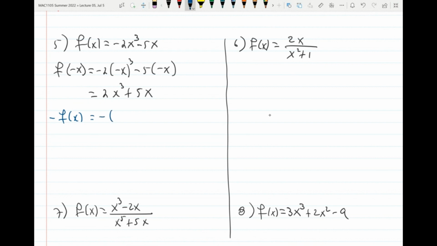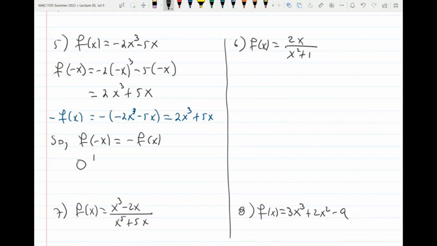So if I multiply the function by negative 1, what do we get? We get 2x cubed plus 5x. And they match. So what's the conclusion? So it's odd, right? So we get that f of negative x equals minus f of x. So the function is odd. Do you understand this? Okay.